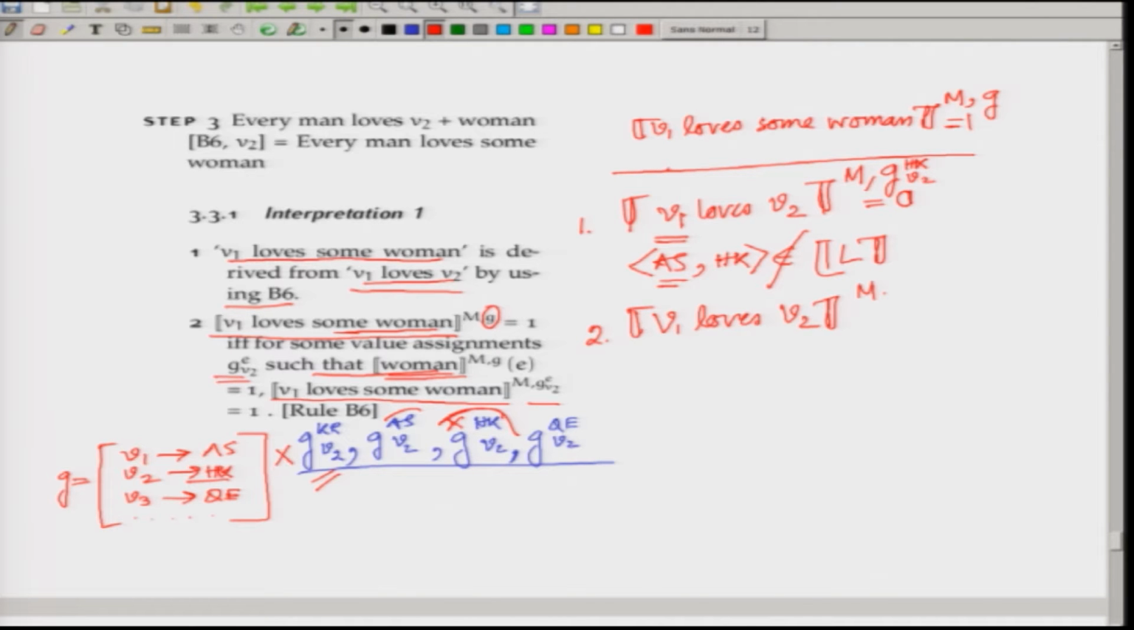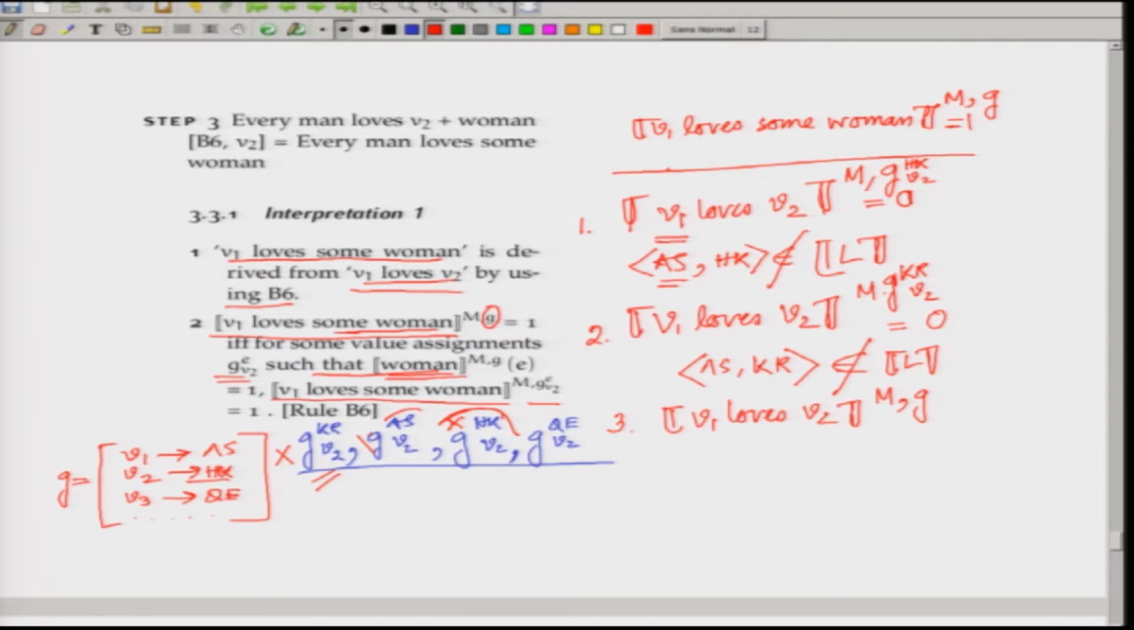Now we will do this one, M G K R V 2. So, this is 1 if and only if this will be A S fixed, comma V 2 will be K R, as it belongs to L. Is it the case? No, we know that Sadi does not love Kamla. So, this is not the case. Therefore, once again this is 0.